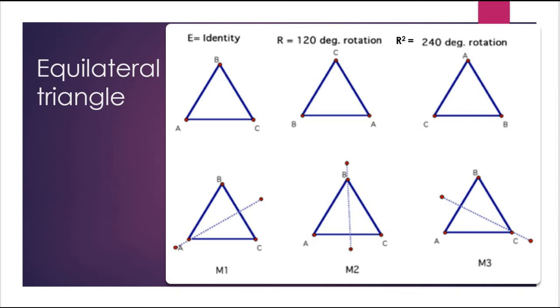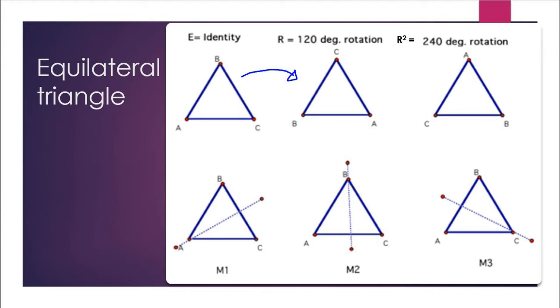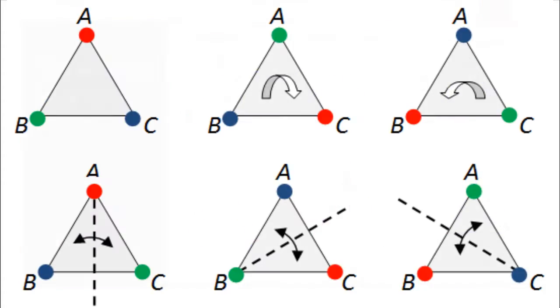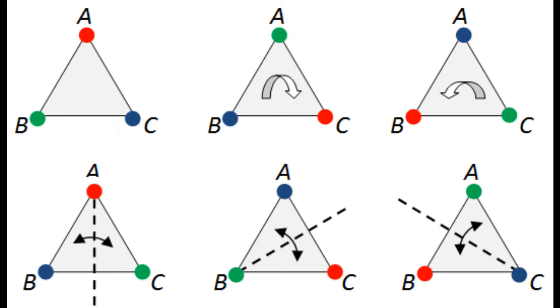Let's consider the equilateral triangle. This shape can be rotated by the set S equals rotate 120 degrees, rotate 240 degrees, rotate 360 degrees, without altering its appearance. This shape has rotational symmetry. Further study of the equilateral triangle shows that it also has a mirror reflection symmetry.